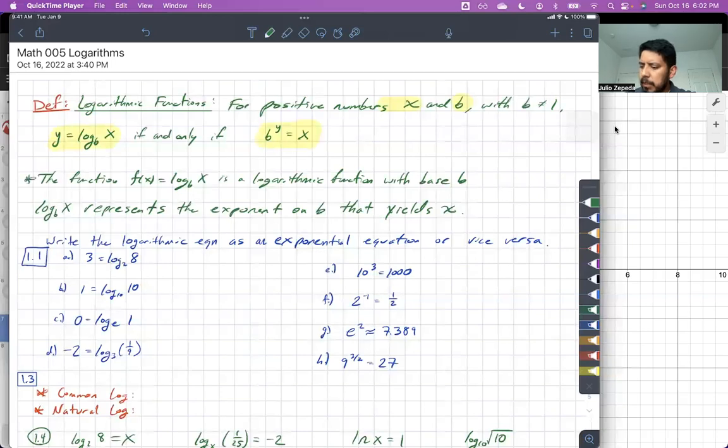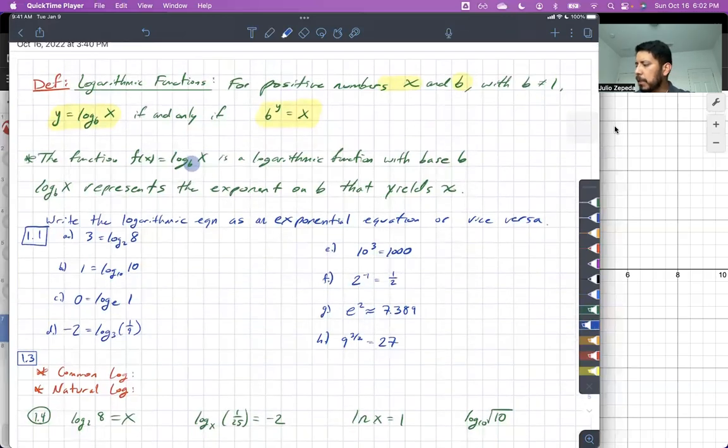So here it says the function f of x equals log base b of x is a logarithmic function with base b. Okay, the base is that little number down there. In this case, it's just b. Log base b of x represents the exponent on b that yields x. Okay, so to try to understand what this means, I can use a simple question that I can ask any student, and they usually respond correctly.